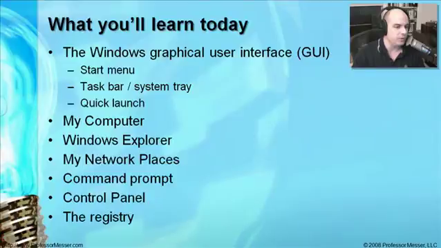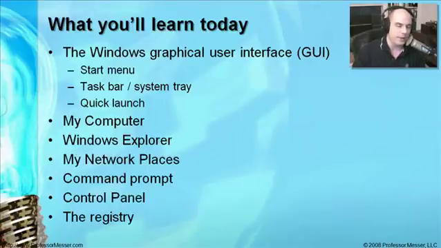We're going to start with the Windows graphical user interface, or something we call the GUI. I'm going to show you where some of the components of that GUI are: the start menu, the taskbar, the system tray, and the quick launch view and screen. We're also going to talk about these icons that you've seen on the screen called My Computer and the Windows Explorer.